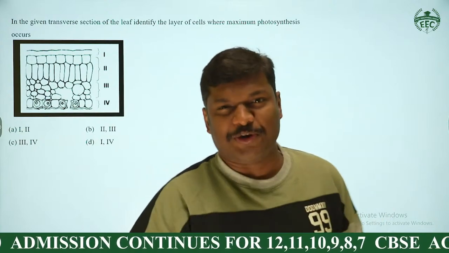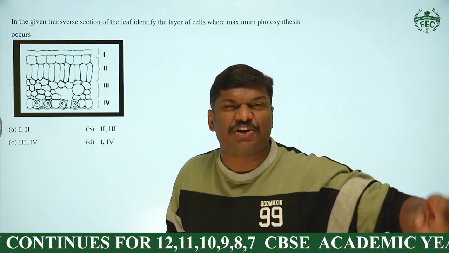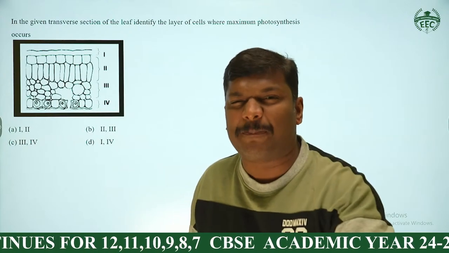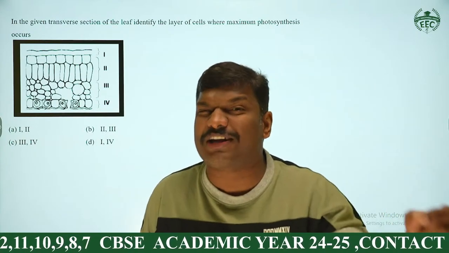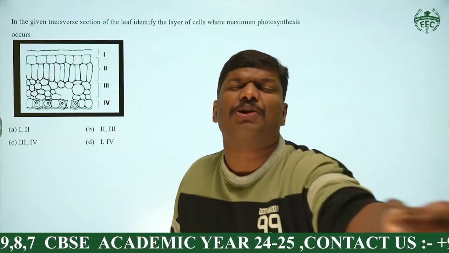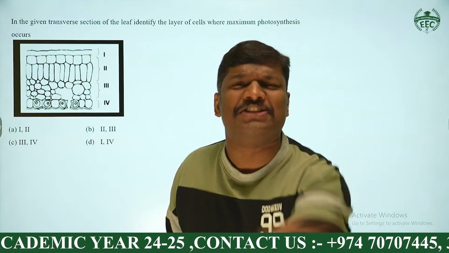One is called autotrophic nutrition, another one is called heterotrophic nutrition. In autotrophic nutrition, you study the plants performing a process called what? Photosynthesis, you know that. Which organ in a plant is responsible for photosynthesis? As you all know, in a plant there is a kitchen.